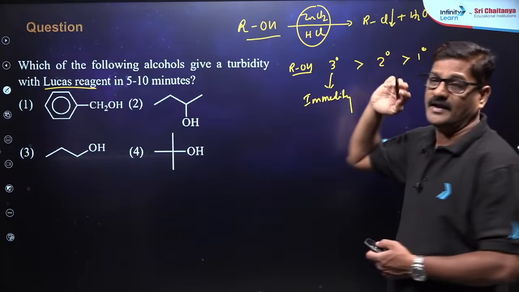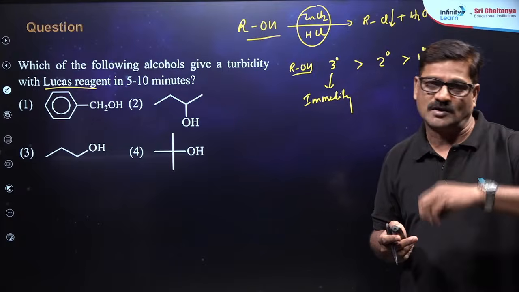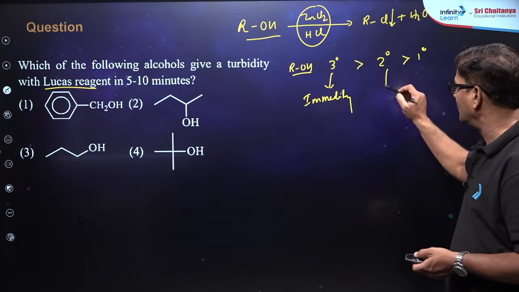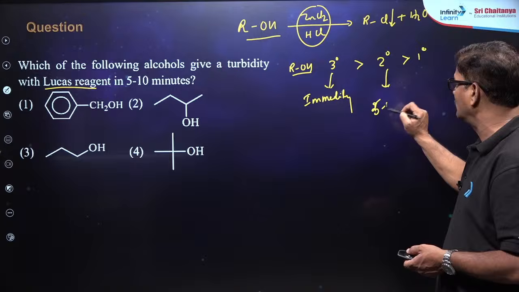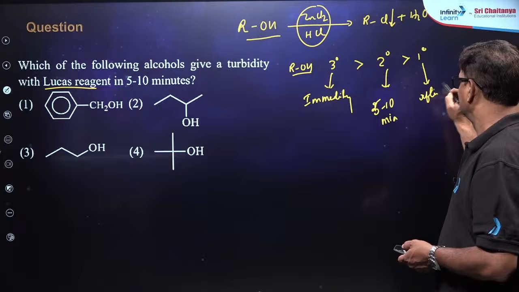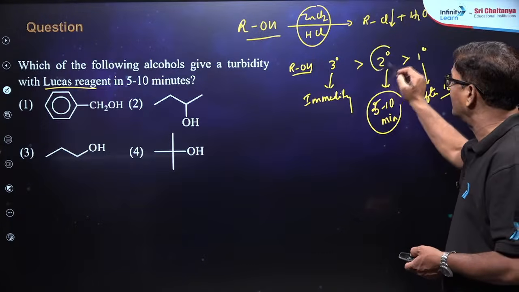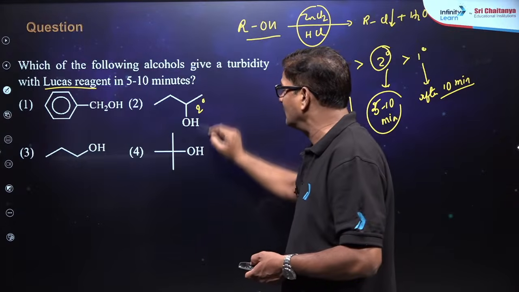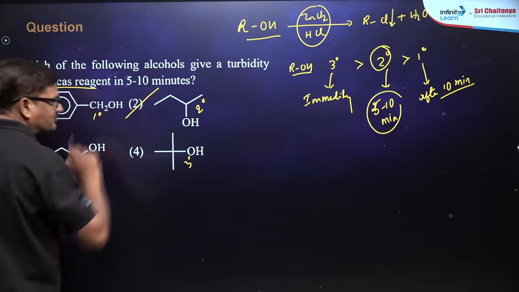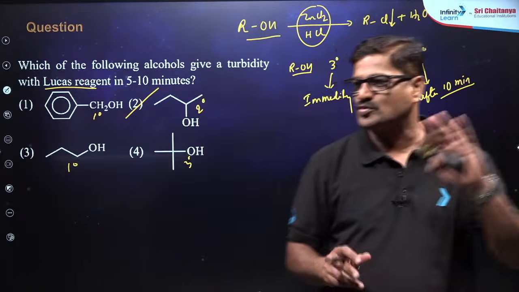So alkyl halides, though they are polar, are not soluble in water because they cannot form hydrogen bonding with water. And secondary alcohols take 5 to 10 minutes. If it is a primary alcohol, it takes more than 10 minutes. So 5 to 10 minutes means this should be a secondary alcohol, this one is tertiary alcohol, and this one is a primary alcohol. It is also a primary alcohol. Option 2 is the correct answer. Arpit Pandey, your answer is just 2.